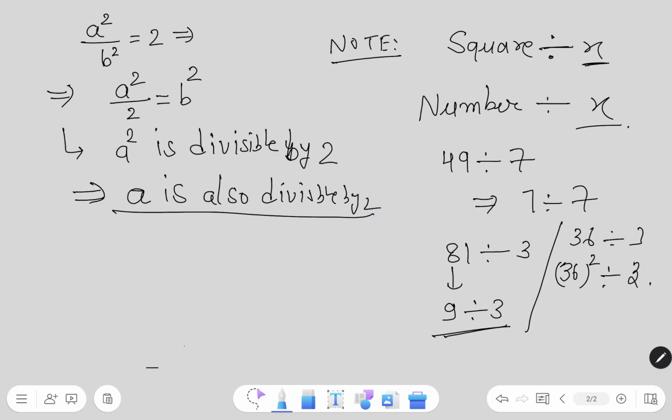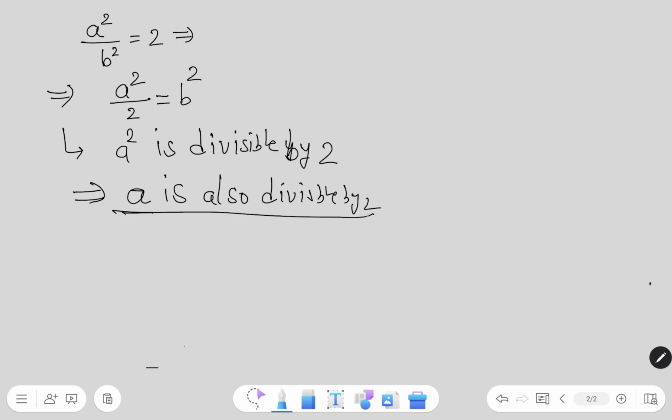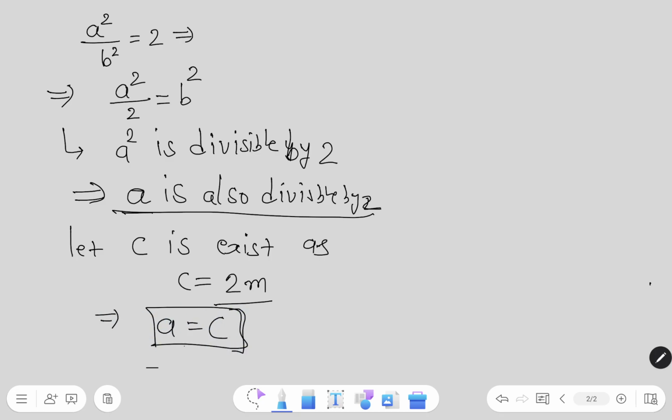Okay, so next step is, so a is divisible by 2. Let another integer c exist such that c is a multiple of 2. Okay, multiple of 2. So I am considering here a is equal to c, मतलब मुझे क्या करना है, जो a है इस a को, ये डिविजिबल है 2 से, so we can say it's a multiple of 2. तो c is a multiple of 2, मैंने यहाँ पे इसको अलग से बता दिया है. तो a is c और c की वैल्यू क्या होगी, 2m होगी.